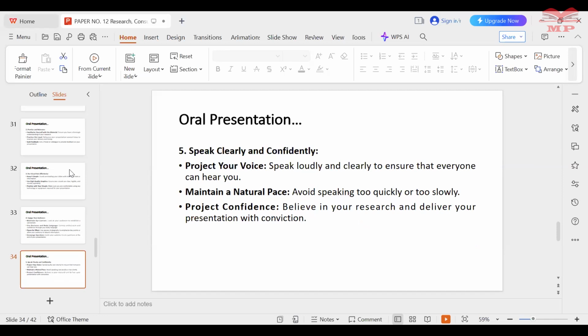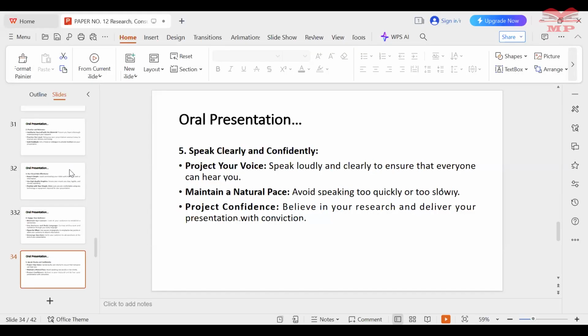Whoever is making an oral presentation is expected to project their voice, maintain natural pace, and project confidence. And in terms of projecting voice, it's important to speak loudly and clearly to ensure that everyone can hear, depending on the media being used. For example, it could be a loudspeaker, or someone could just be speaking to a group of people without using any voice projection instruments. Maintaining a natural pace, it is important for the oral presenter to avoid speaking too quickly or too slowly.